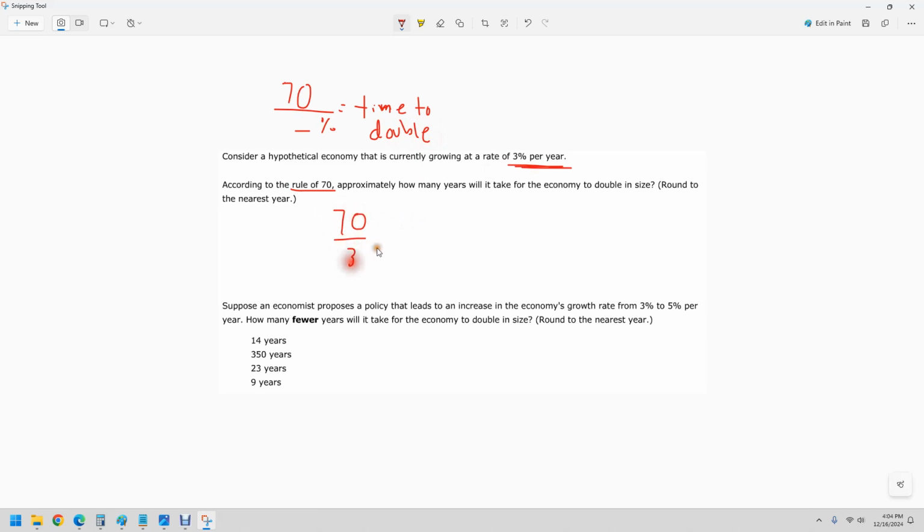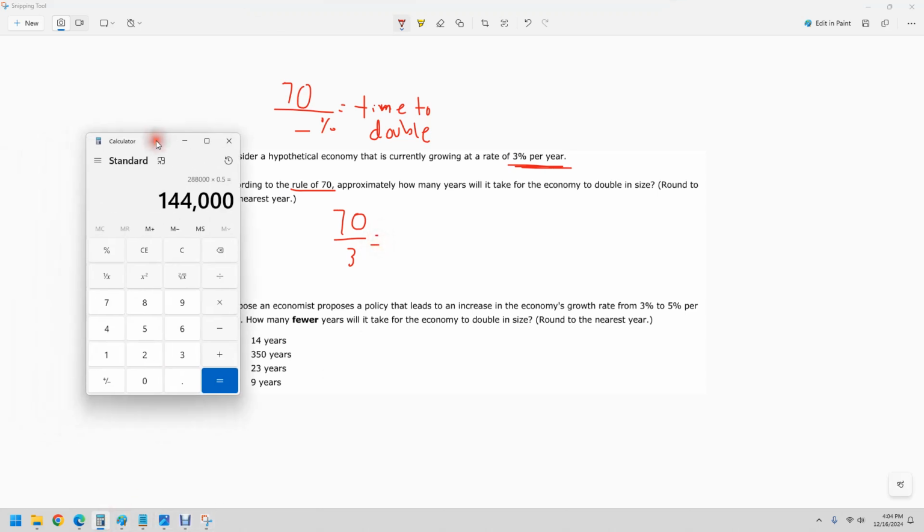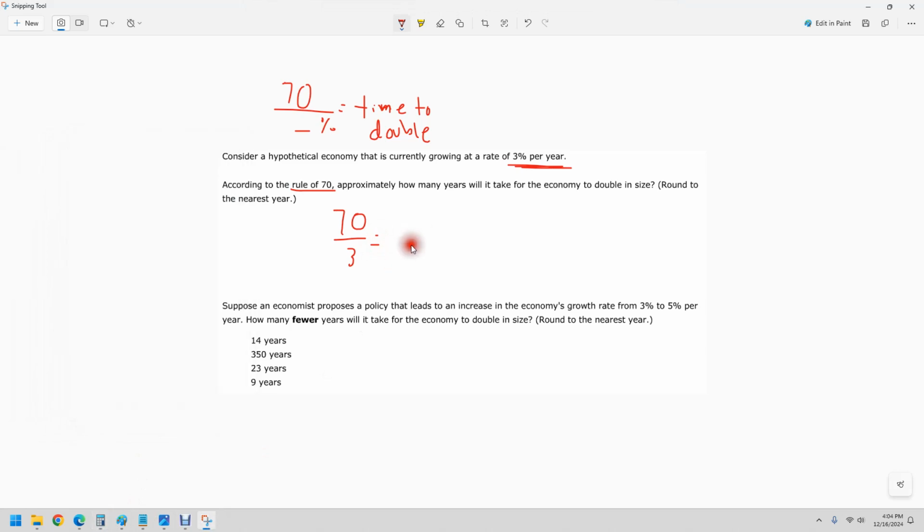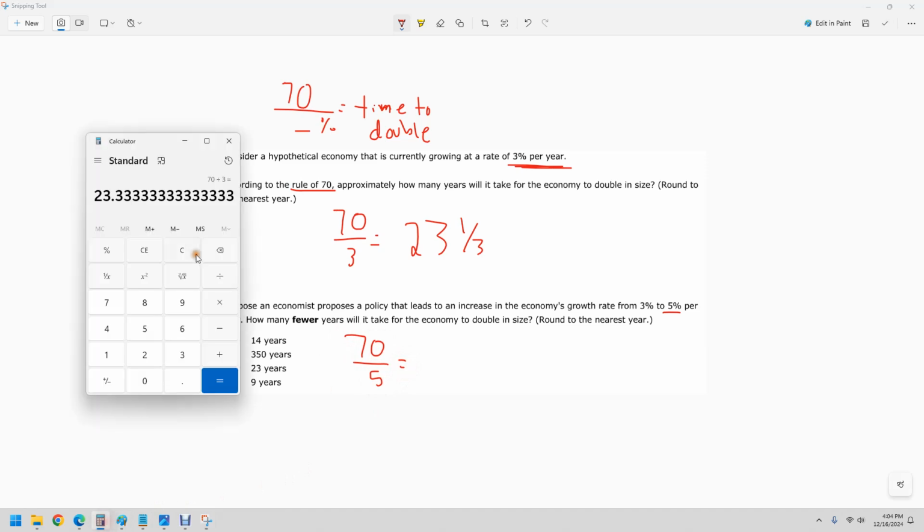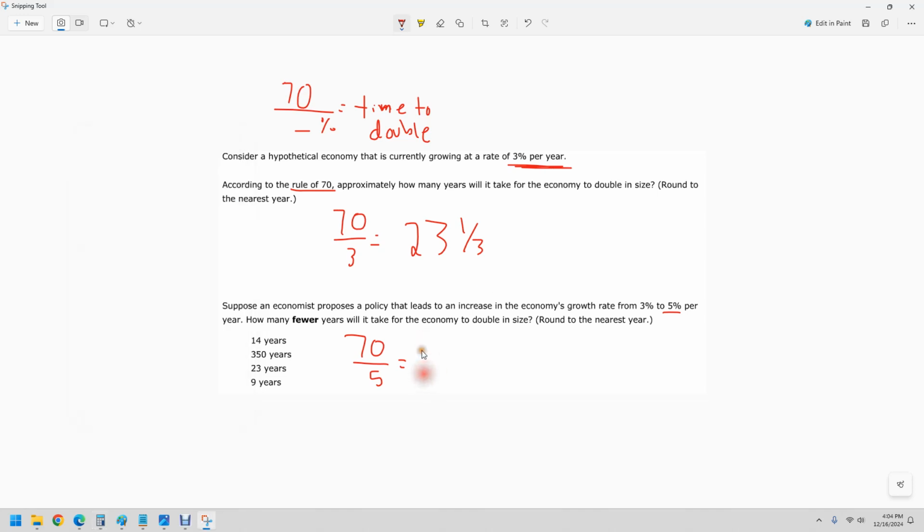So we go 70 over 3, and that's how many years it's going to take to double. 70 over 3 is 23 and a third years it will take to double for that economy in size. And then if the growth rate increases to 5, we're going to go 70 over 5, and that's 14. So now it only takes 14 years.